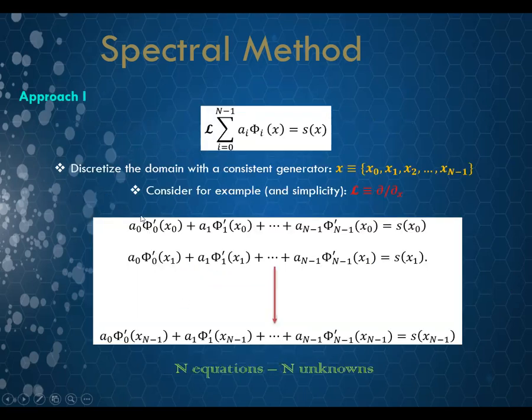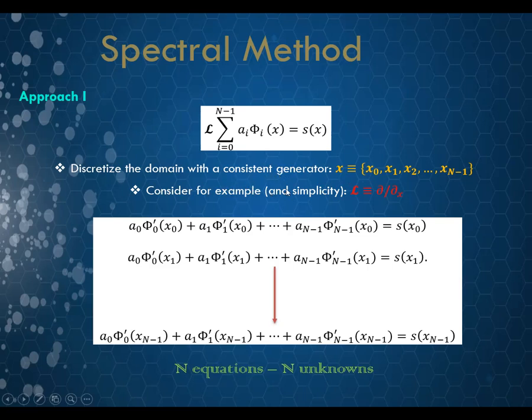Okay, let's be more clear. There are two approaches to solve this form of differential equation. In approach one, you act the operator on this spectral series, and you get the source. This creates the domain of the independent variable, here by a grid generator that I mention later.